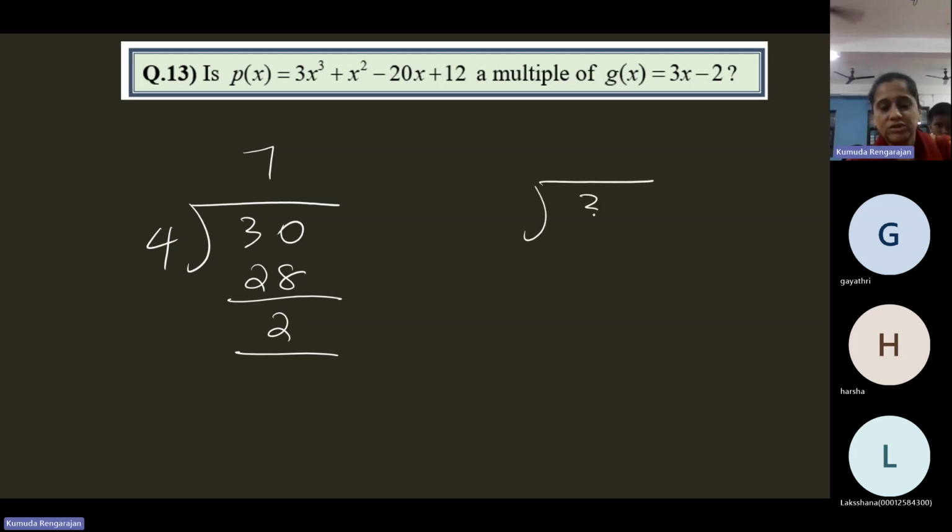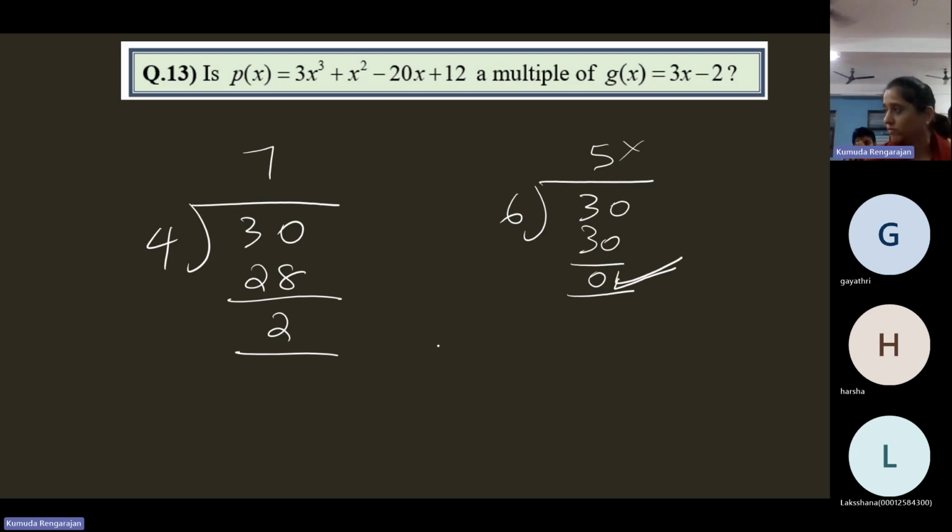Now, if the question is, is 30 a multiple of 6? 6 fives are 30, remainder 0. Since the remainder is 0, 30 is a multiple of 6, or 6 is a factor of 30. So the quotient will not tell you anything. The remainder will tell you everything.